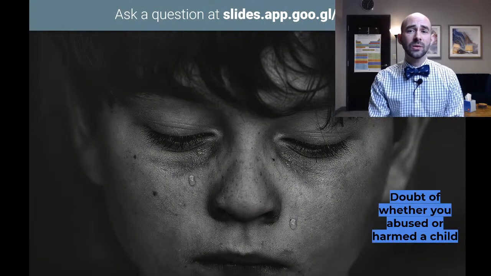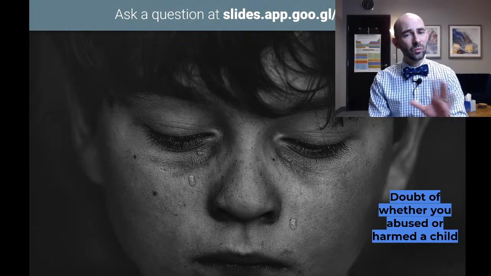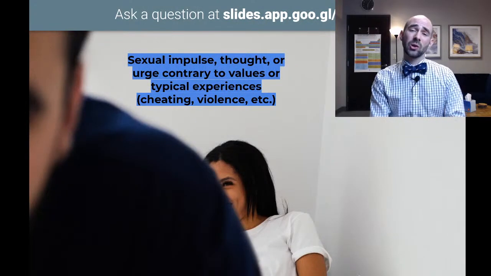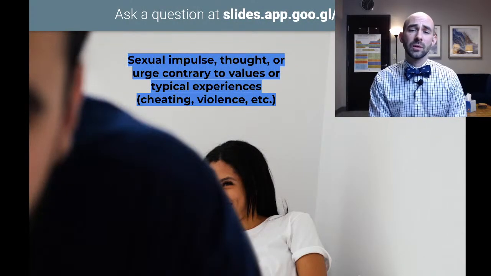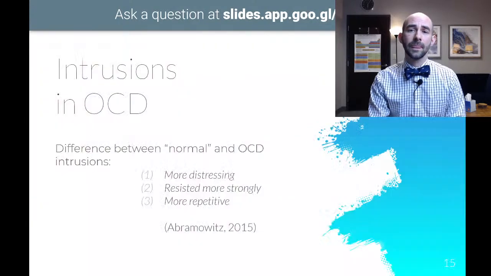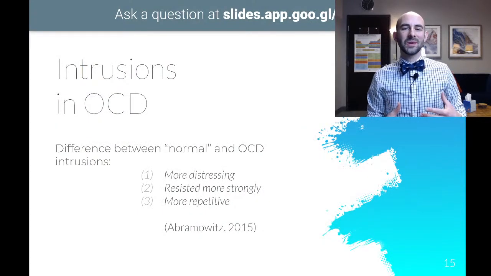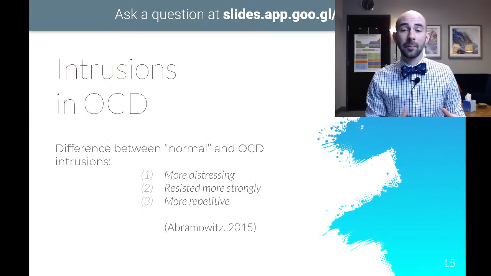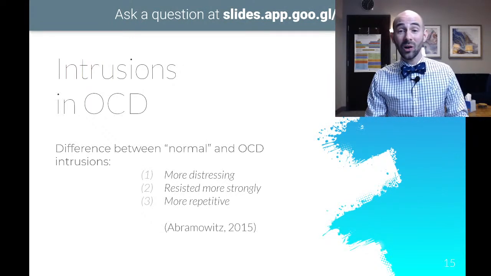And a doubt of whether or not you abused a child. And we're talking about intrusive thoughts here, maybe a sexual impulse, thought, or urge contrary to your values or typical experiences. All of these examples are intrusive thoughts that come up, and in the normative population, they occur.